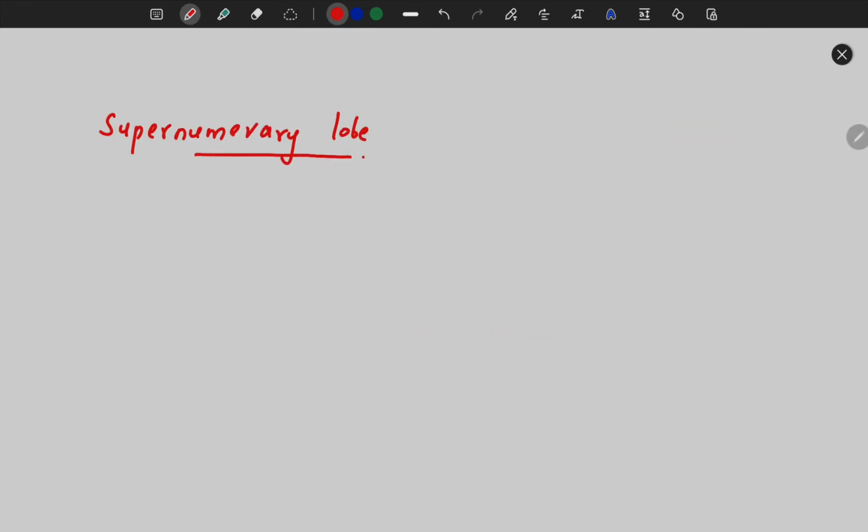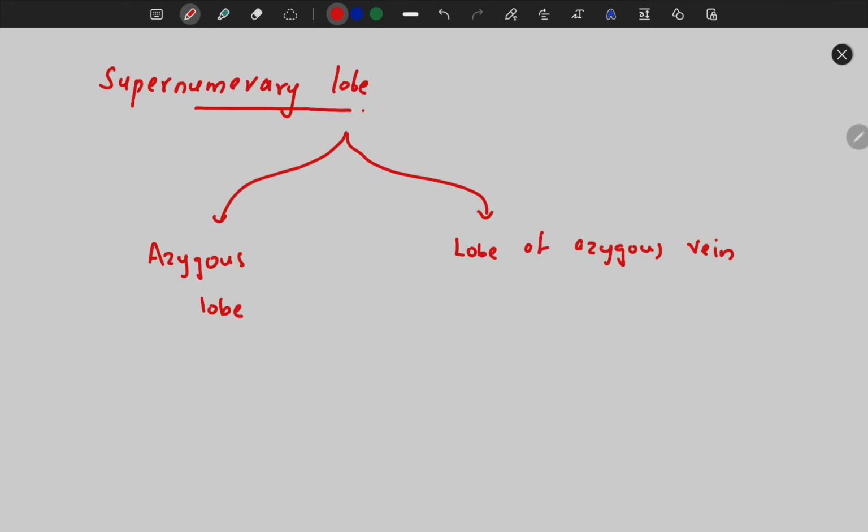Supernumerary lobe means that in your right lung, where you normally have 3 lobes, you will get 4 lobes, and in your left lung you will get 3 lobes. So they are supernumerary lobes. In this context I would like to explain about the Azygos lobe and the lobe of the Azygos vein. The Azygos lobe is simply an increase in the number of lobes.